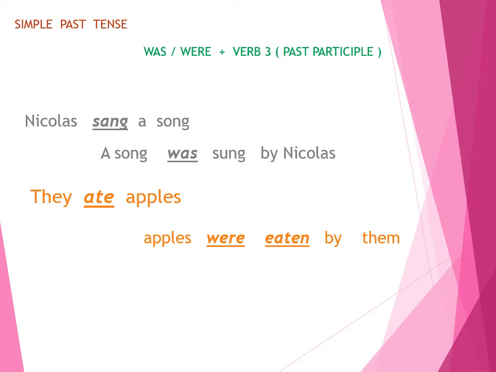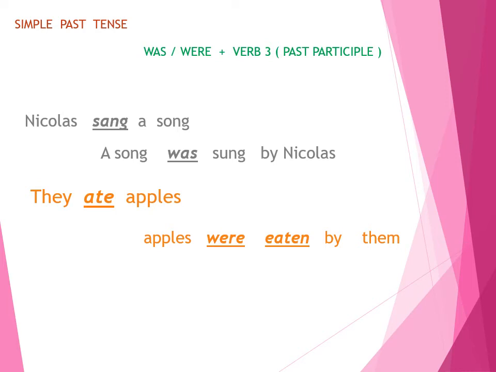Now let's see the second tense, simple past tense. Remember that the pattern of passive voice for simple past tense is was or were plus verb 3 or past participle. Let's see the first sentence. Nicholas sang a song. Nicholas is the subject of the sentence, sang is the action or the verb, and a song is the object. When we change active into passive voice, remember that we have to move the object of active voice to the beginning of the passive voice.